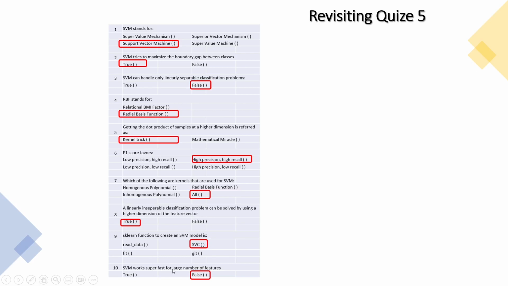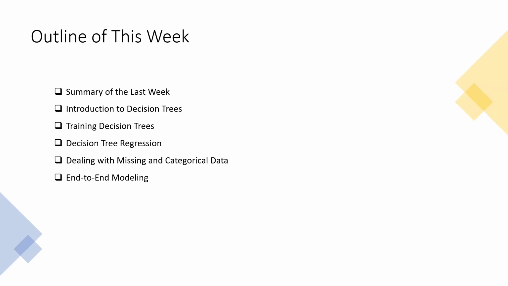SVM works super fast for a large number of features. That's false. As we have seen in the example of the last week, when we were training the support vector machines with the MNIST database, that was quite slow actually. And if we have too many features, support vector machines lack speed. Okay, so that was basically the summary of the last week.